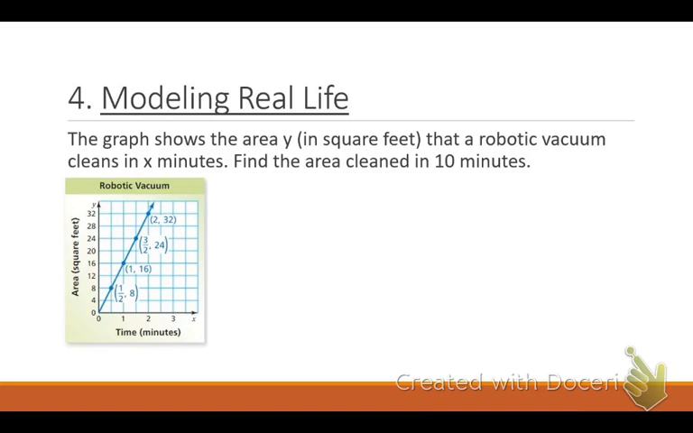The graph shows the area y. It's always going to tell you what stands for what. The area y stands for square feet that a robotic vacuum cleans in x minutes. Now it wants us to find the area cleaned in 10 minutes. Well, if I can find the unit rate, you know how we just scaled it for the subway car? Once we found that it was 1/2 mile per minute, you were able to answer 2 minutes, 4 minutes, 10 minutes. That's what we're doing here. We need to find the unit rate per minute, and then we can scale it.